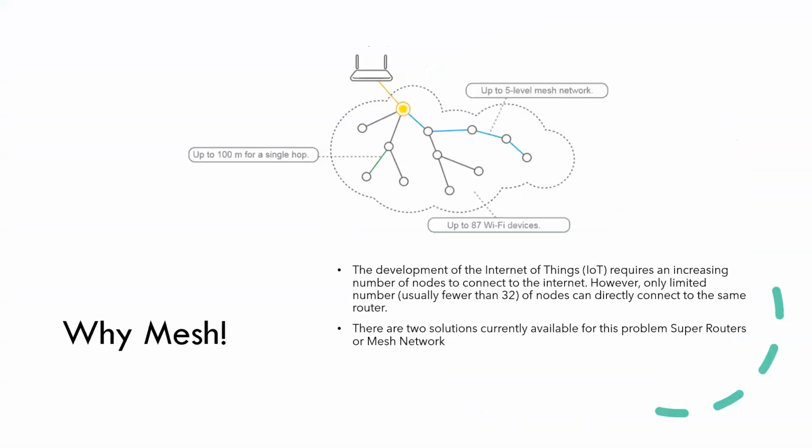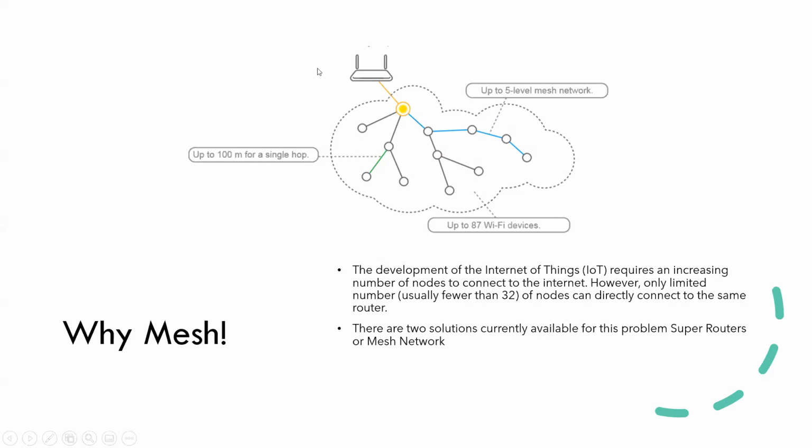So why do we use mesh actually? With the development of the Internet of Things, sometimes we have a limited number of nodes that could be connected to the internet or the routers. Normal routers usually have a maximum of 32 nodes that can be connected to them. So imagine you want your application to extend to 100 nodes maybe. What you can do is either get something called a super router, or you create a mesh network. So let's go and see what this mesh network is going to be.